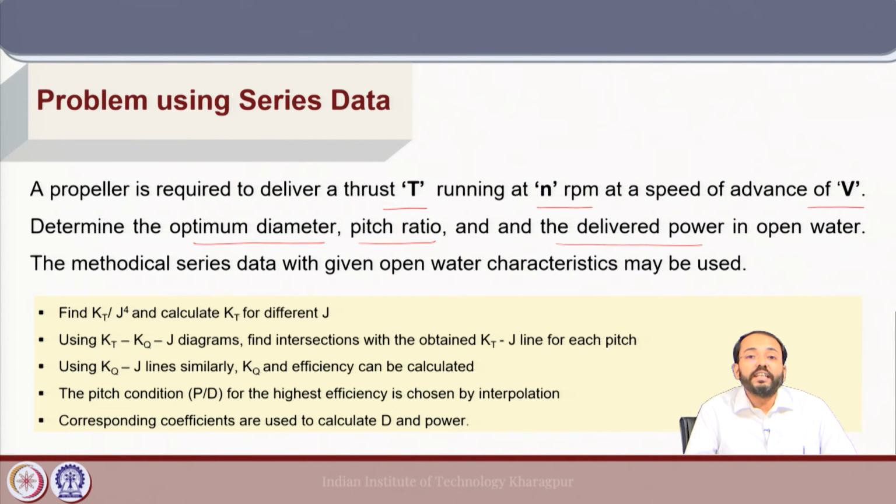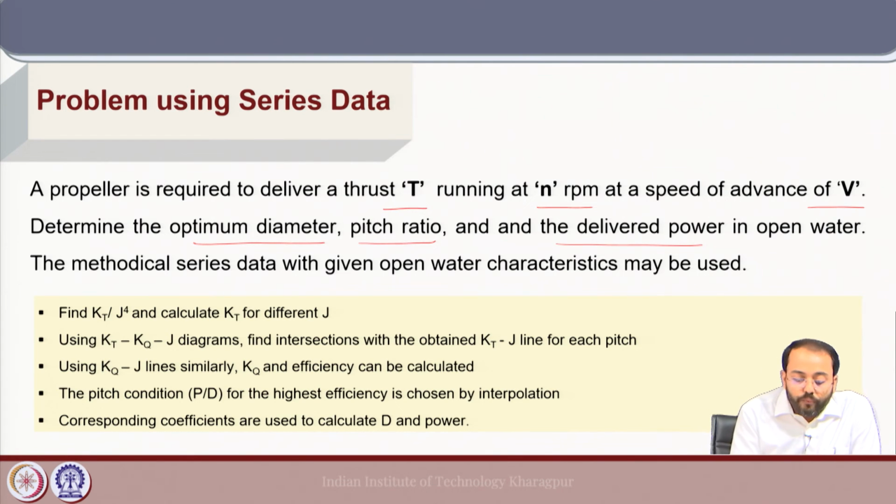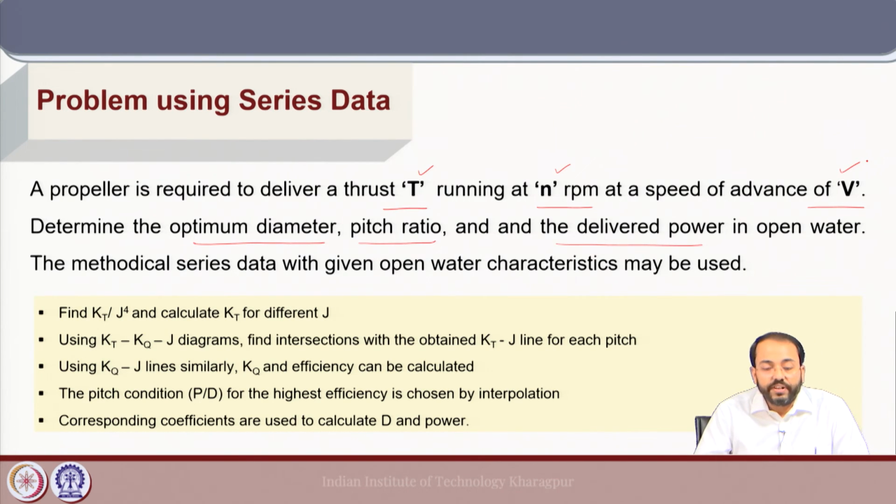So, this is not a proper propeller design problem, this is just an example to use the open water charts, KT KQ charts simply to arrive at a particular optimum design for specific requirements. So, what we can do here is the thrust, RPM and advance velocity is given.